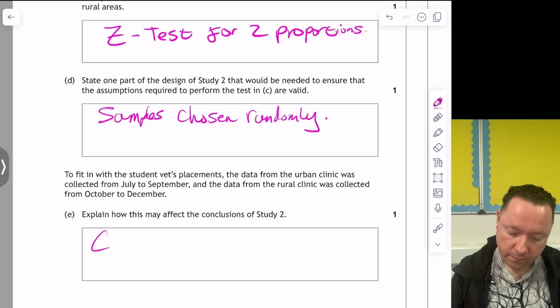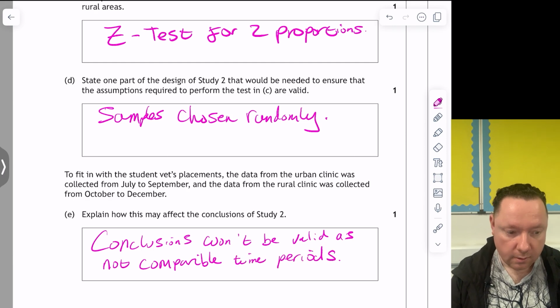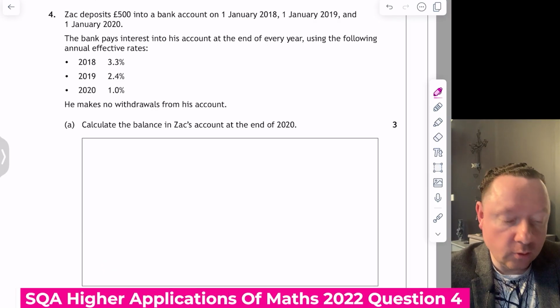Conclusions won't be valid as not comparable time periods. And we're done there. Maths 2022 question 4.